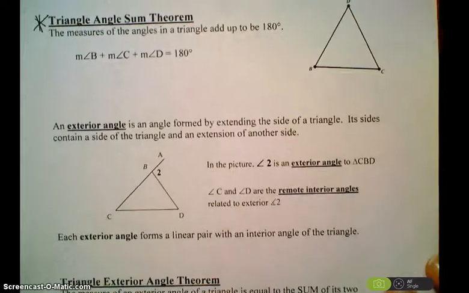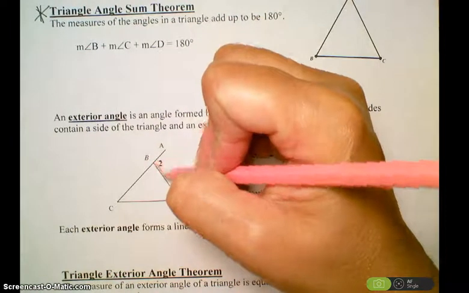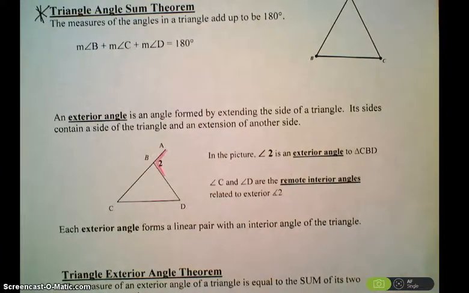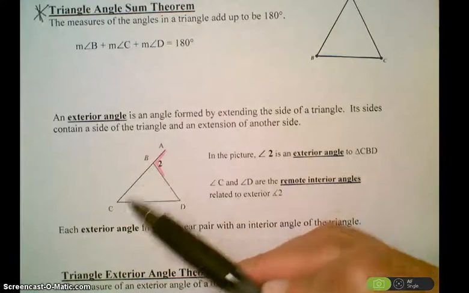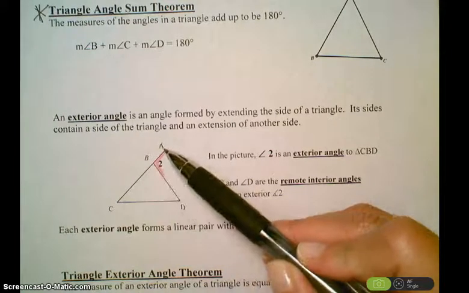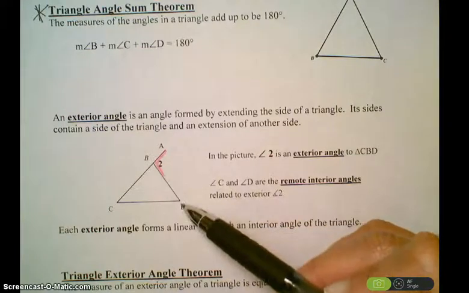Next, we have a definition, and that definition is for an exterior angle. It's formed by extending the side of a triangle. Its sides contain a side of the triangle and an extension of another side of the triangle. So if we take a look in the picture, angle 2 is an exterior angle. And angle 2, as you can see, is being formed by extending side segment CB, and the other side of angle 2 is side segment BD.